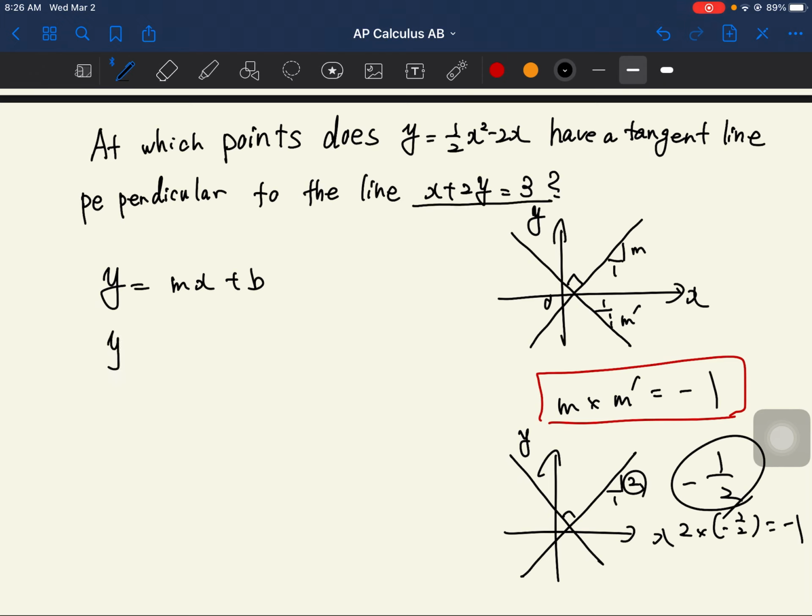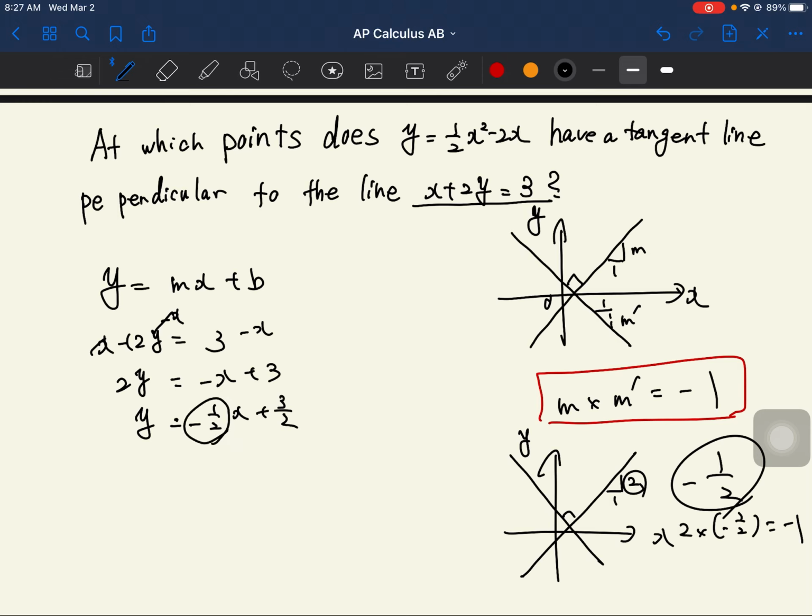So in this case, you have the line here. So let's change it to y equals something. x plus 2y equals 3. Let's subtract x from both sides. They cancel out. 2y equals negative x plus 3. Then let's divide by 2 on both sides. y equals -1 over 2 x plus 3 over 2. So the slope of this function is -1 over 2.